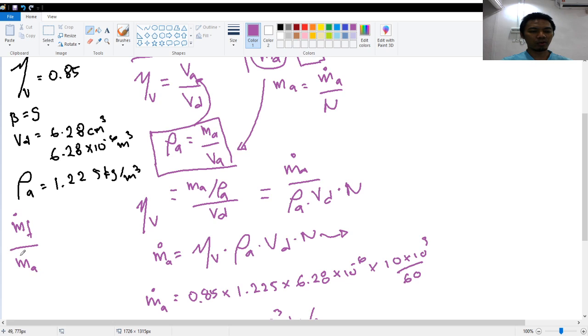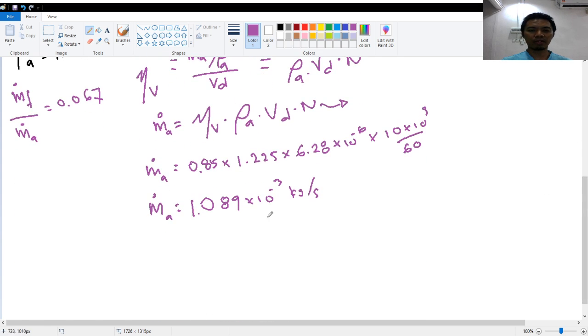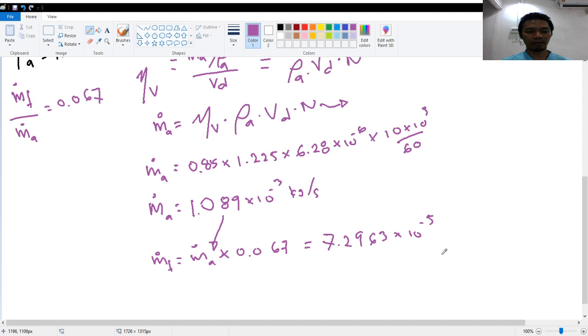A ratio given in the question is 0.067. So you already have a mass flow rate of A. Then to get the fuel, it's simple like this: times 0.067. Then you got what? This is here. Then you got 7.2963 power of minus 5 kilogram per second.